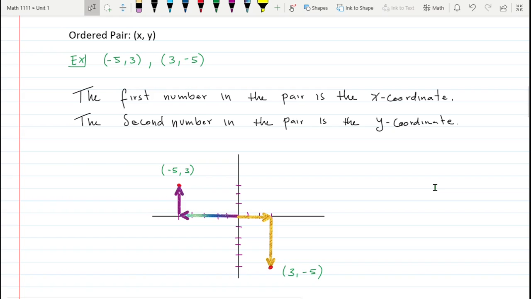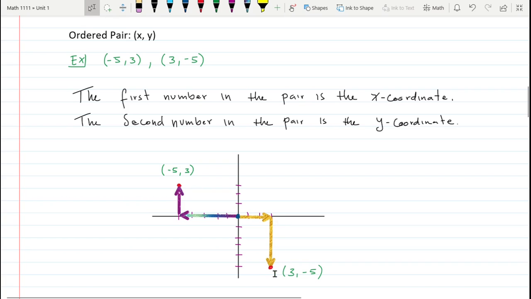And here it would be the case if we were to start at the origin at (0, 0) and go to (-5, 3), we would start at the origin and go to the left 5 units and then go up 3 units. So this is where (-5, 3) is located, and then the point (3, -5) would be 3 units to the right of the origin and then 5 units down.